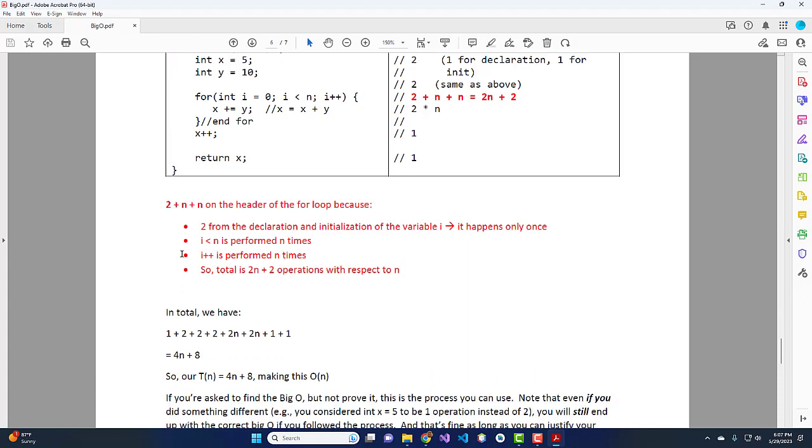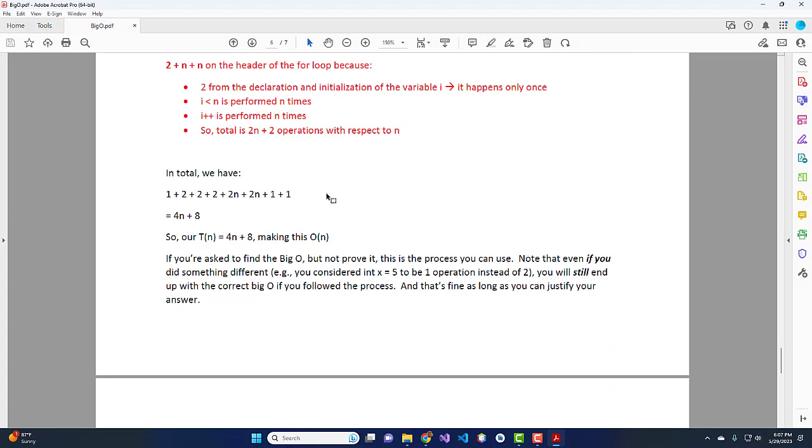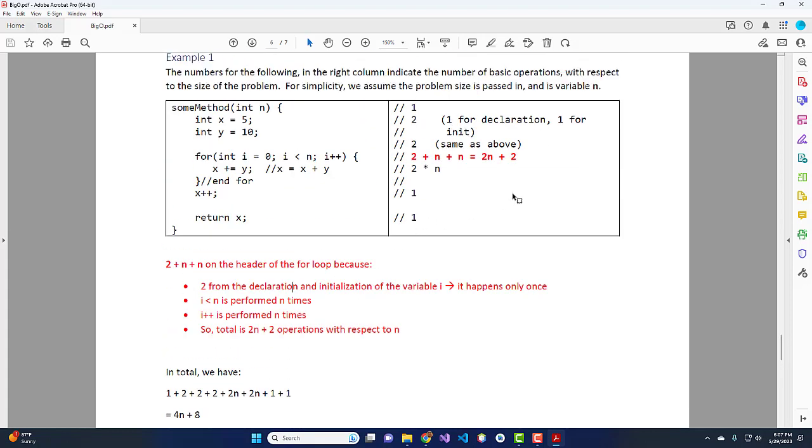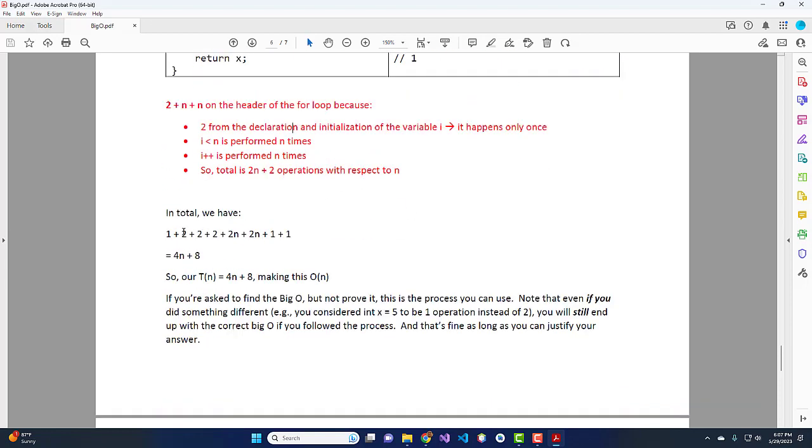So the explanations here are for the header, in case that wasn't clear. But in total, we add all of these all the way down. So these plus that, plus that, plus that, plus that. You get 1 plus 2 plus 2 plus 2 plus 2n plus 2n plus 1 plus 1. You end up with 4n plus 8. So that's our T of n.